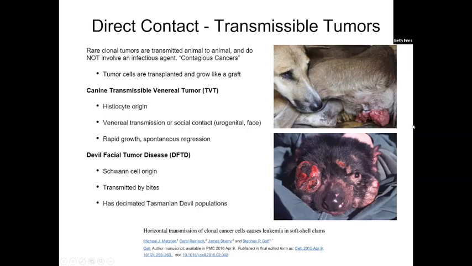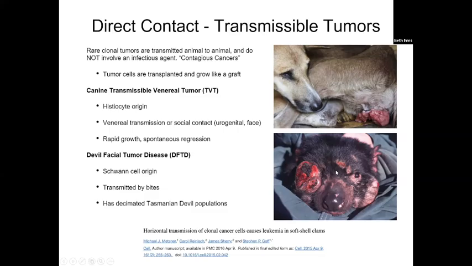This one is a little bit more concerning from an ecological standpoint. Has anybody heard of this yet? Devil facial tumor disease. This is a Tasmanian devil. This is another transmissible cancer that is of Schwann cell origin, a support cell of the peripheral nervous system. This one's transmitted by biting and fighting, so lesions are mostly going to be on the front half of the body, especially on the face and neck.